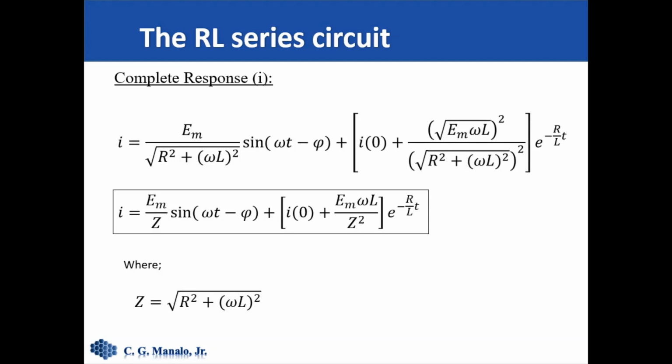We can further simplify the complete response by giving this radical sign a new variable we call z. Later this will have a name. We call this the impedance of the RL circuit. That will further simplify our complete response into this formula.